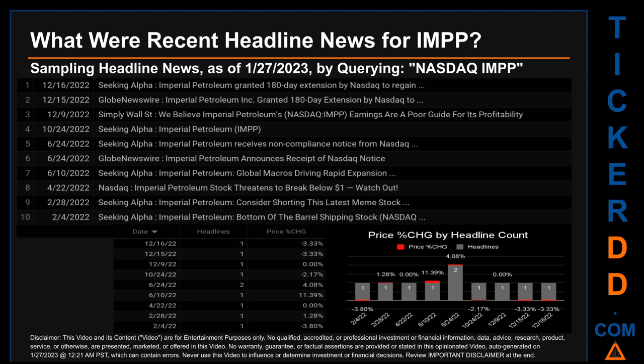The latest publication was Friday, December 16, 2022, when Seeking Alpha published the headline that read, Imperial Petroleum granted 180-day extension by NASDAQ to regain. The oldest publication was on Friday, February 4, 2022, 11 months and 23 days ago, when Seeking Alpha published the headline that read, Imperial Petroleum, bottom of the barrel shipping stock, NASDAQ.